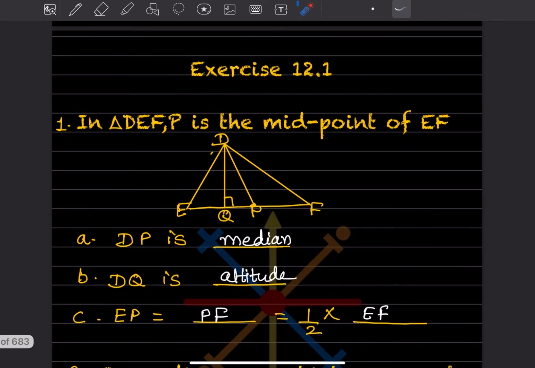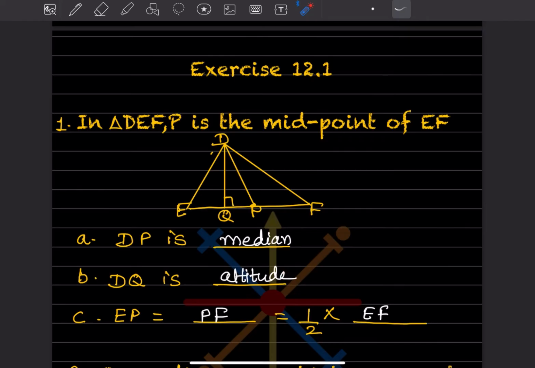Exercise 12.1: in triangle DEF, this is the triangle given. Here P is the midpoint of EF. So DP is the median, because as I told you earlier, whenever this point is in the middle of the side, we can say that is the median. And then DQ is called the altitude, because this is 90 degrees here.